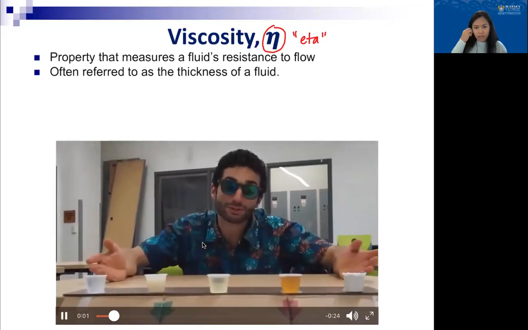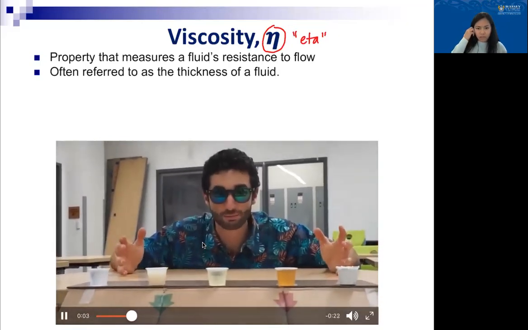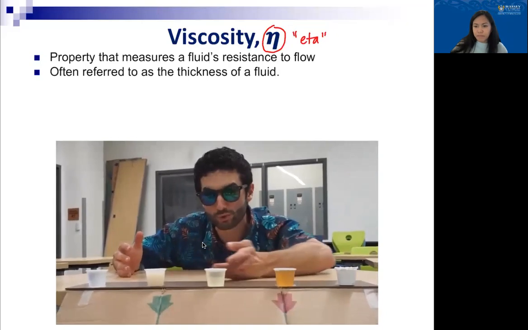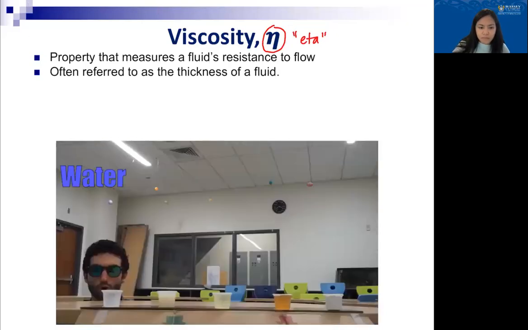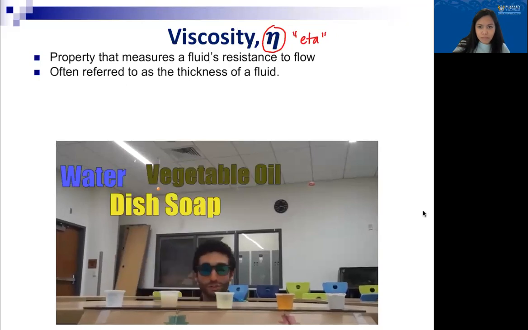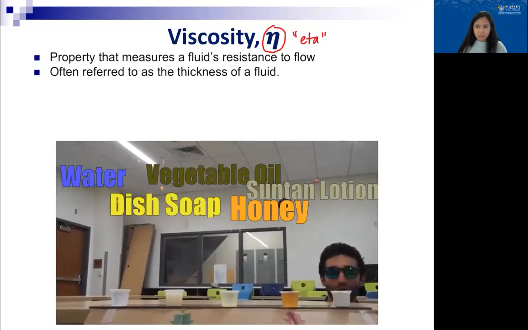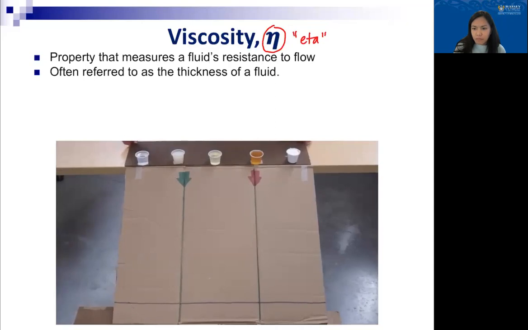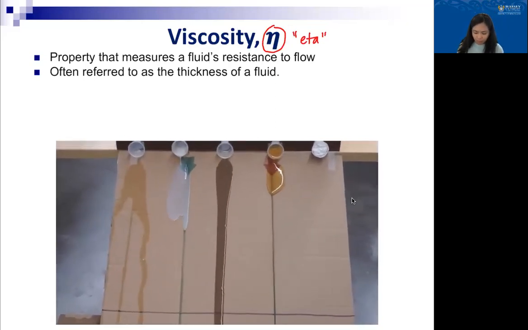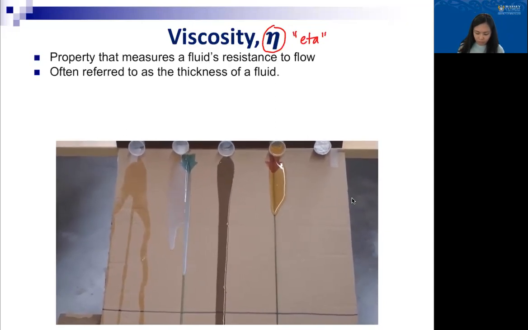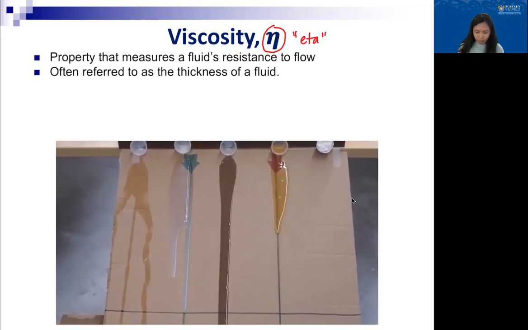Welcome, ladies and gentlemen, to our first ever viscosity games, where we find out which one of our liquids will flow fastest down our ramp of danger. Water, dish soap, vegetable oil, honey, suntan lotion. And in first place, we have water. Second place, vegetable oil. Third place, our dish soap. Fourth place, honey. And it turns out our suntan lotion was very old.